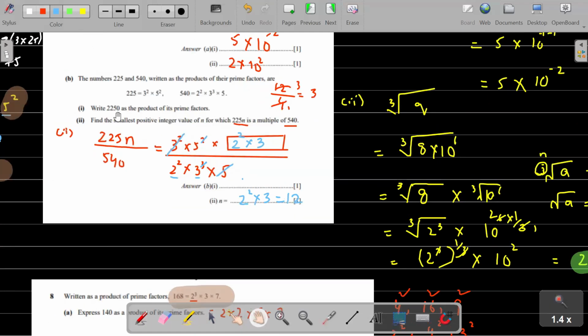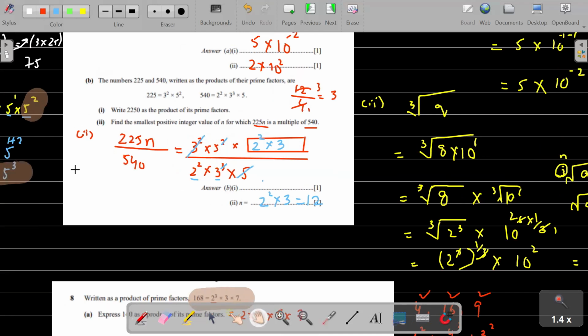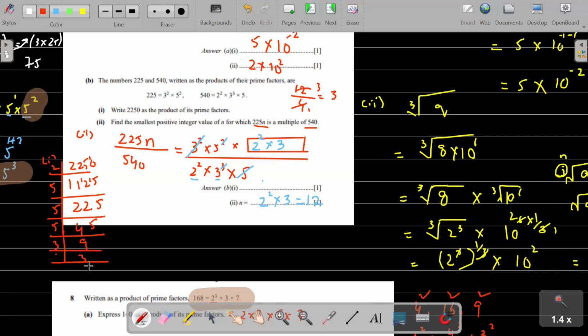Now let's do this part. It's 2250, and I need to find the prime factors of this. Let's do this over here in this space. Part 1, 2250. 2 ones are 2, 2 twos are 4, 2 fives are 10. Now there is a 5 at the end, so I will choose the prime factor 5. 5 twos are 10, carry forward 2, 5 fives are 25. In the same way, 5 fours are 20 and 2 carry forward, 5 fives are 25, 5 nines are 45, and 3 ones are 3.